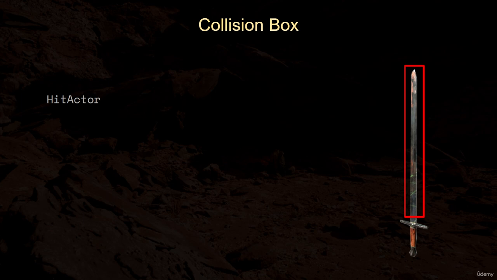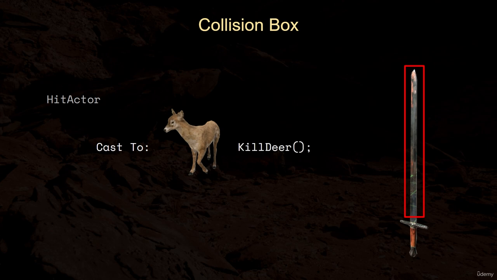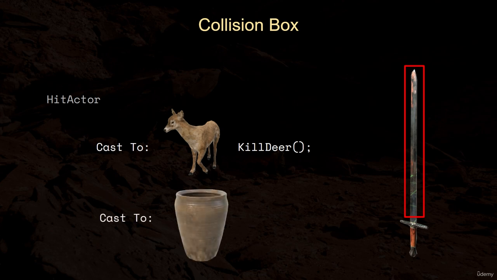Now, perhaps the most obvious thing to do would be to take the actor that we hit and cast it to a particular class. Say we have a deer, and if the cast to the deer succeeds, we could simply have a function called killDeer. But if we swing our sword and our cast fails, that means we hit something else. So then we could cast to other types of objects, like a pot, and if the hit actor casts to a pot, we could have a function for breaking the pot.